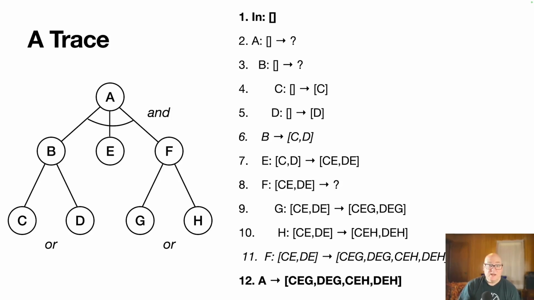All right, and now we go to node F, and F gets CE, DE as its input because it's getting it from the sibling. And when it passes it down, hey, G, given CE, DE, what do you want to do? Well, I'm going to put G on the end of that, CEG, DEG, and similarly for H, CEH, DEH. Now we get them back from F. We're going to take the union of all of those, and the result for F is CEG, DEG, CEH, DEH, and because that's the result for the tree, that's also the result for A.